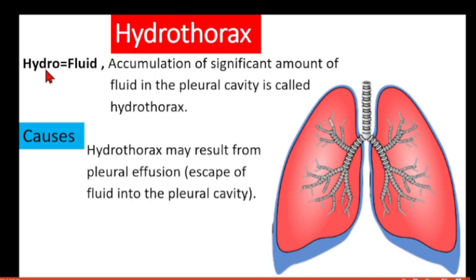Hydrothorax. Hydro means fluid. Accumulation of significant amount of fluid in the pleural cavity is called hydrothorax. What are the causes? Hydrothorax may result from pleural effusion, escape of fluid into the pleural cavity. And this is the pleural cavity, and when the fluid enters into the pleural cavity, it is called hydrothorax.